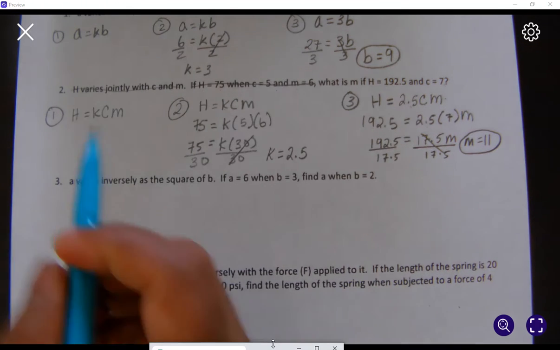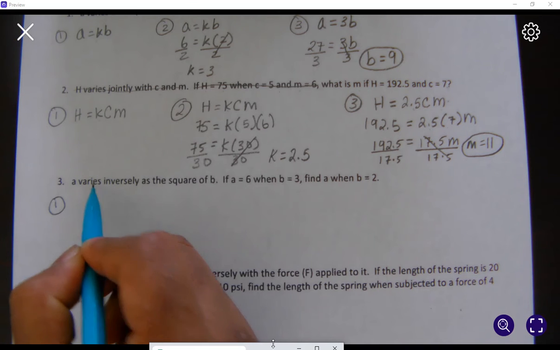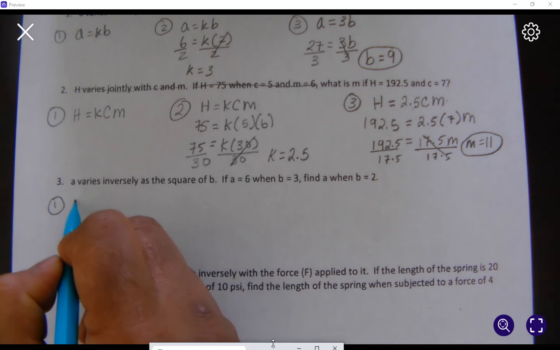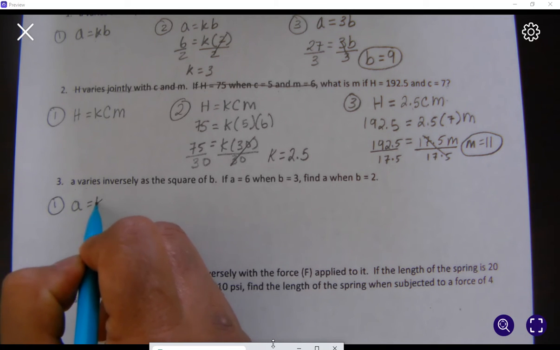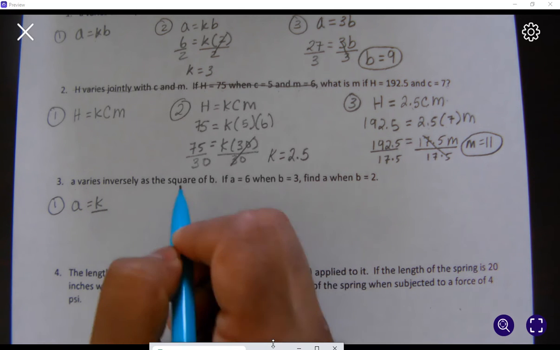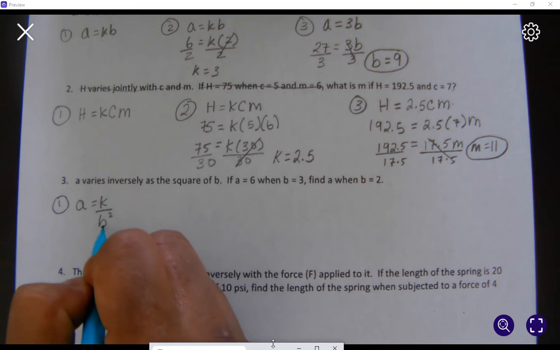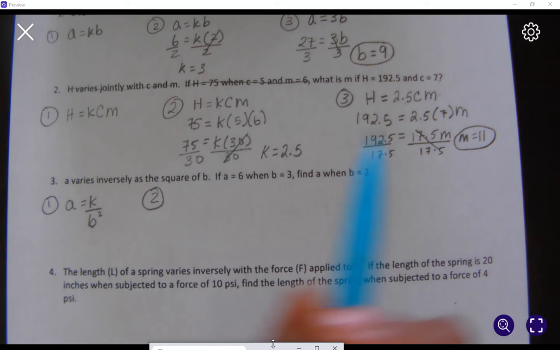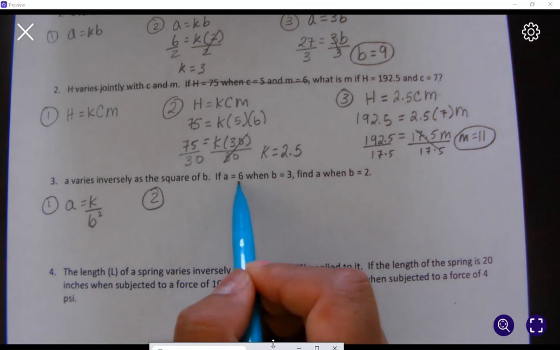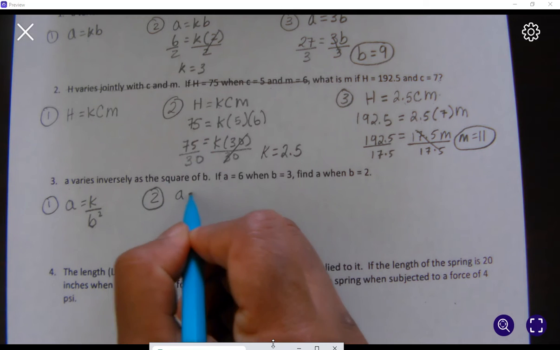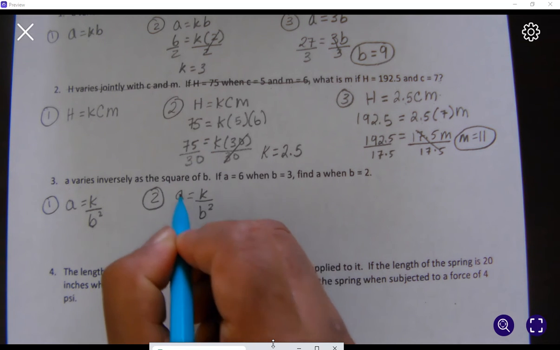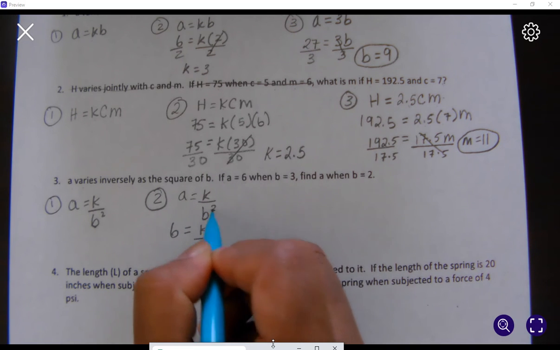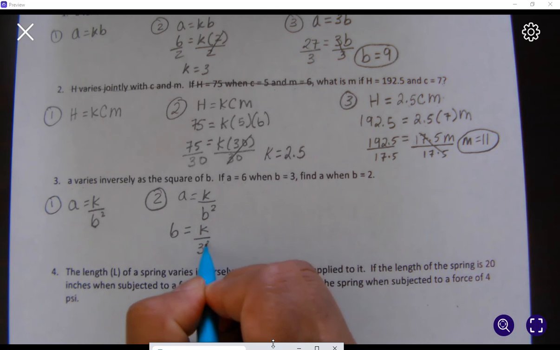Number 3, it says here, A varies inversely as the square of B. So you have A varies, so equals k. Inversely means division, as the square of B, so B squared. And then it says if A is equal to 6 and B is equal to 3, so I'm going to plug it into my general equation. So 6 equals k divided by B squared, and B is equal to 3, so that's 3 squared.